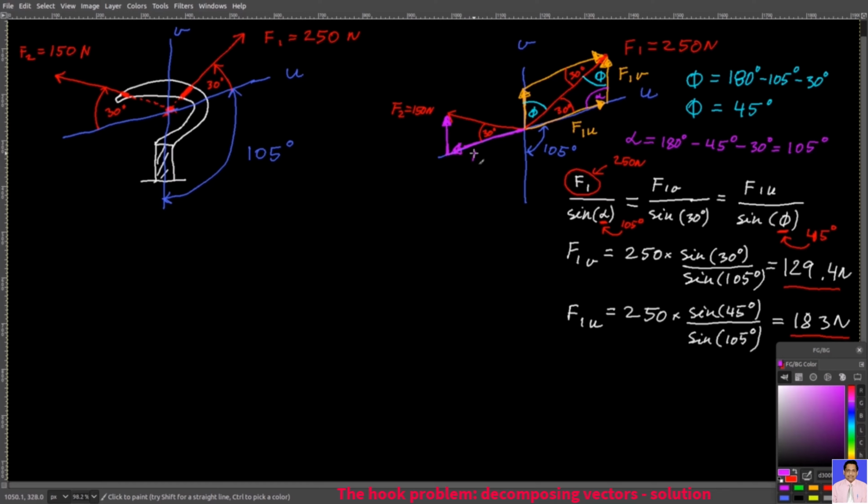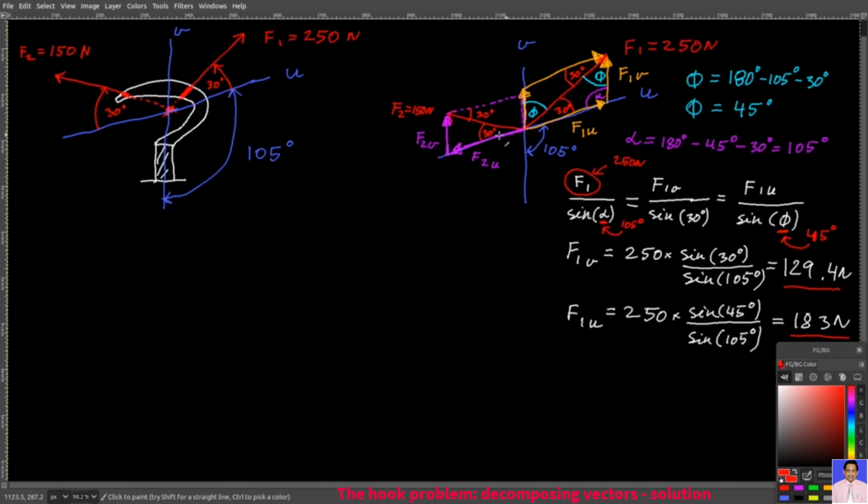So let's call this one F2U and this one F2V. We are adding them up using the triangle rule. And so again, I can draw a line here parallel to F2U and another line here parallel to F2V. So essentially I have two triangles here. If this is 30 degrees, then this is also 30 degrees because these two triangles are the same triangles.